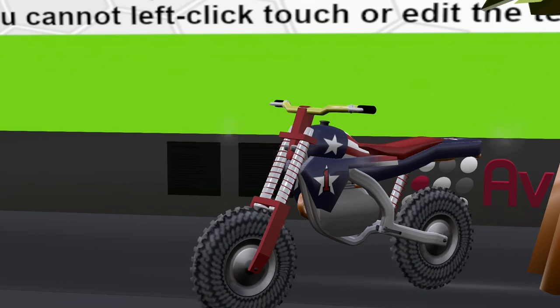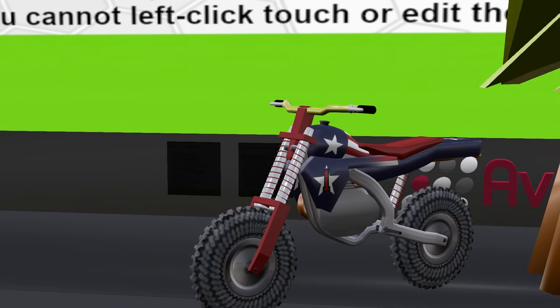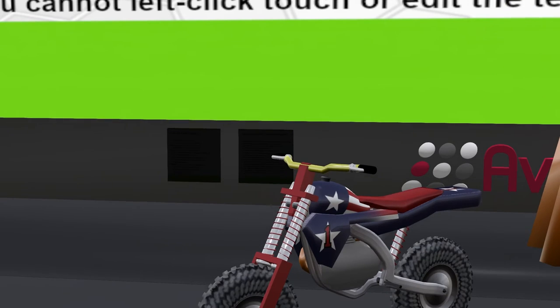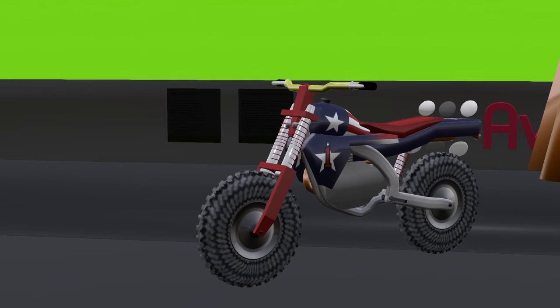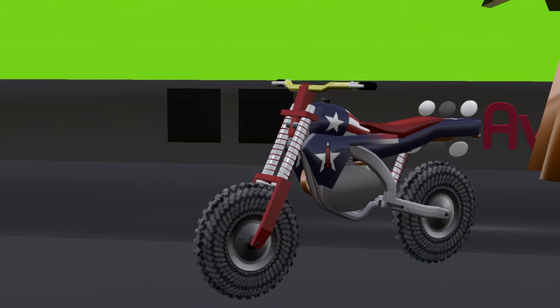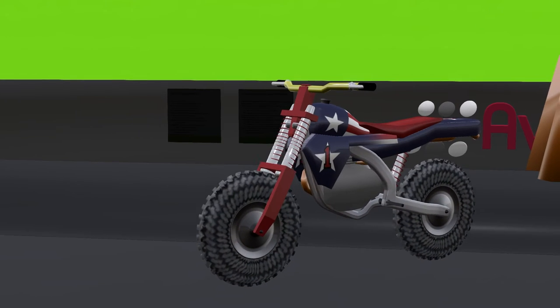That's not spinning yet. Oh, that's not it either. Somehow I skipped over the wheel spinning. But here's all of the rules.